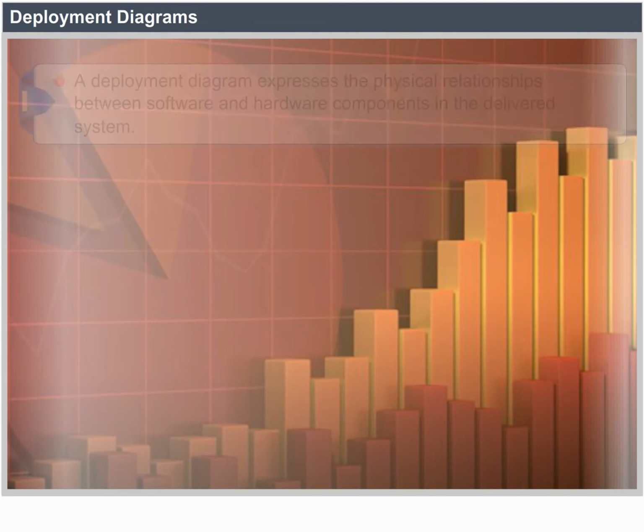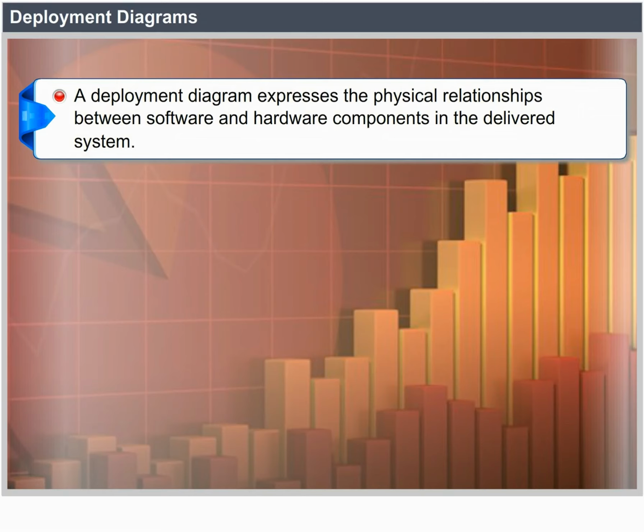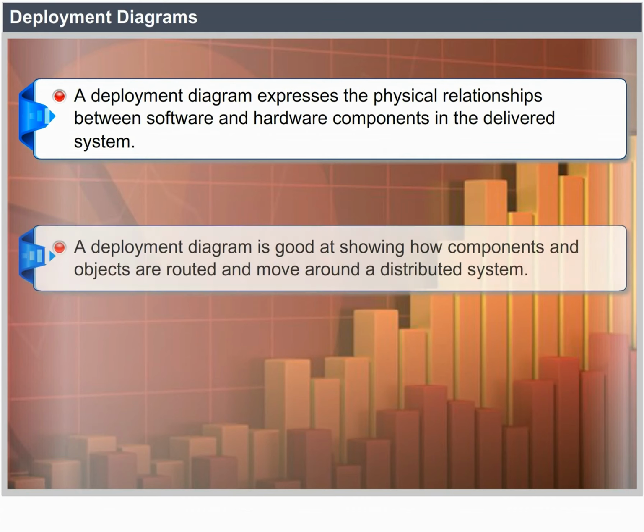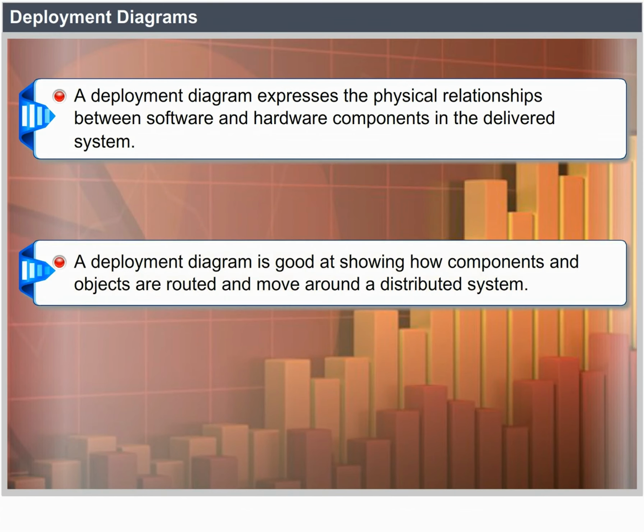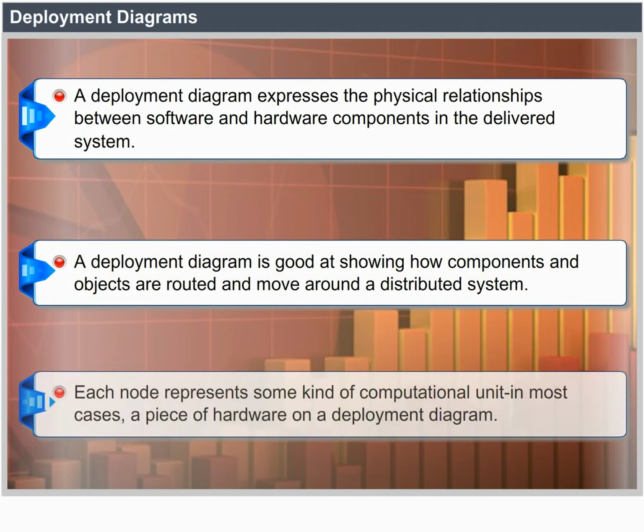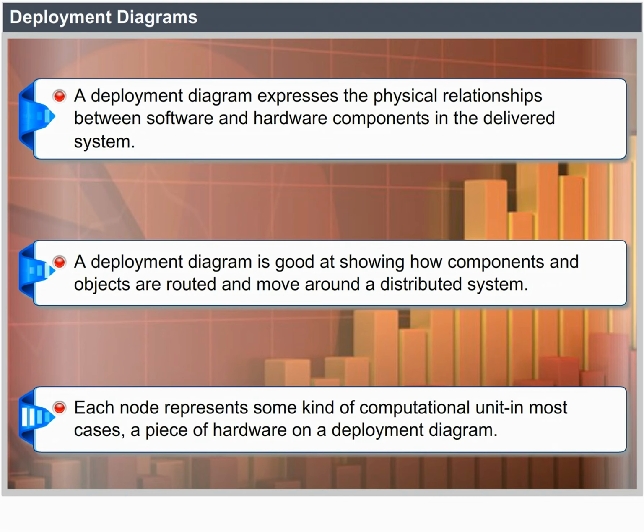Deployment diagram. A deployment diagram expresses the physical relationship between software and hardware components in the delivery system. A deployment diagram is good at showing how components and objects are routed and move around a distributed system. Each node represents some kind of computational unit in most cases. A piece of hardware on a deployment diagram.